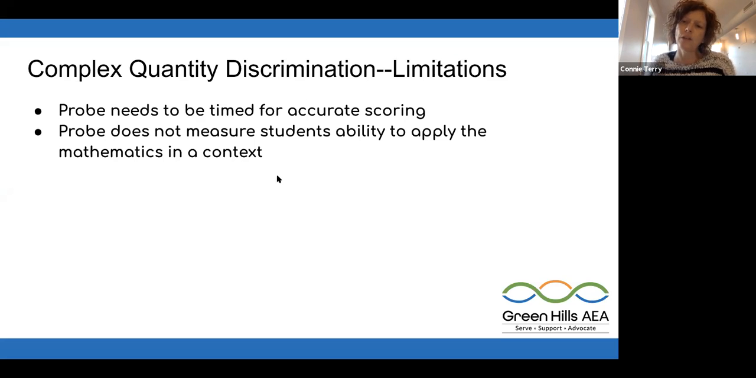The other limitation of this particular probe is that it doesn't measure the student's ability to deal with story problems or deal with the mathematics in context. It is just number and operations on the page. I didn't write this, but you'll also see it's a little bit much visually. And so for some special education students, you may need to just provide an accommodation of covering some of the items and sliding a paper down.